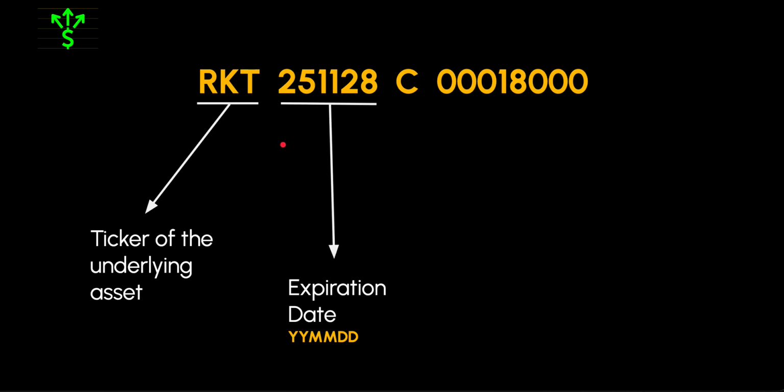The second part of the option symbol is the expiration date. Basically, it says when this option contract expires. It is the validity date of the option contract, until which date you can execute this option contract.